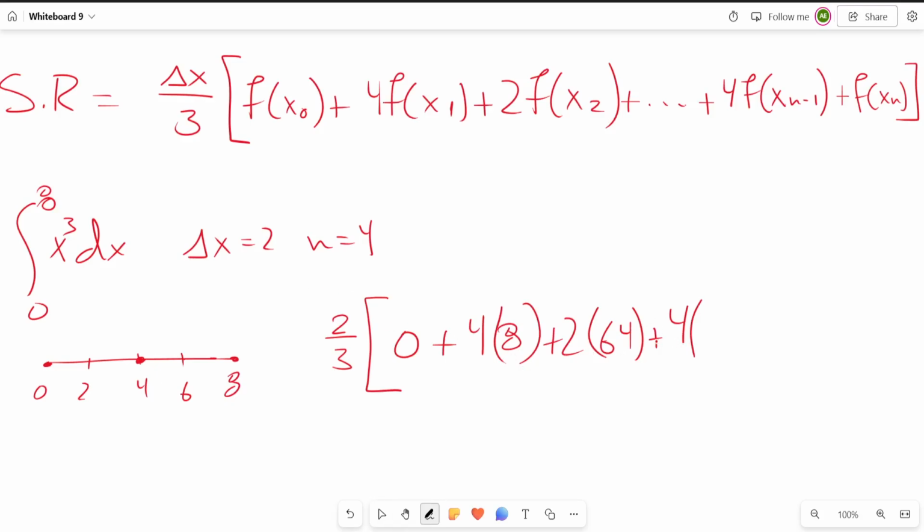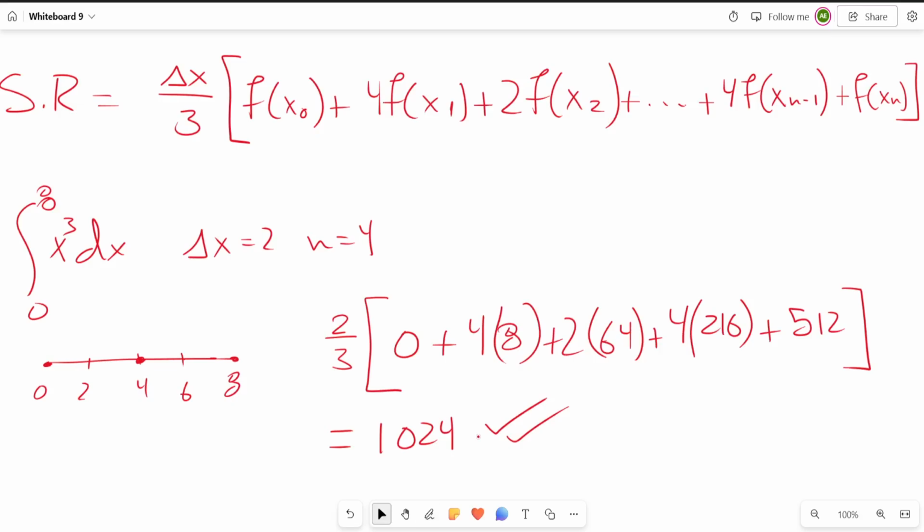So this is 4 times f of 6, so 6 power 3 is 216, plus the last term goes in without any coefficient, so it's just f of 8, which is 8 power 3, which is 512. And as we can see, the second to last term, which is the term just before the last one, has a coefficient of 4, and this is a must. And if we put this in the calculator, we will get an answer of 1024, which is an exact approximation.